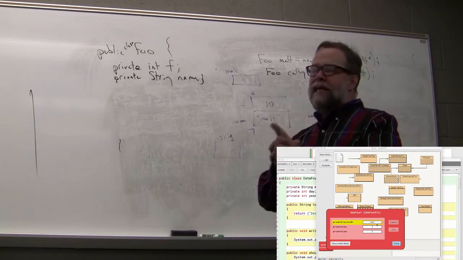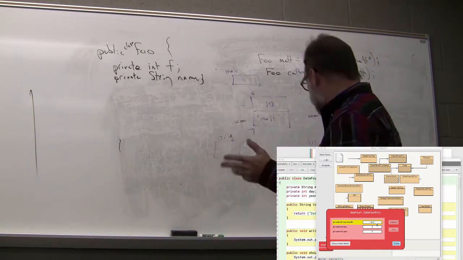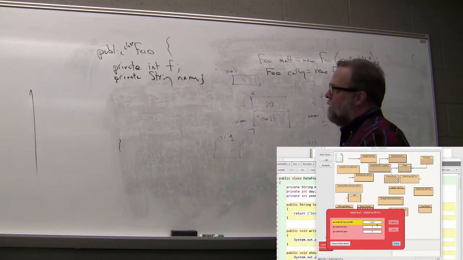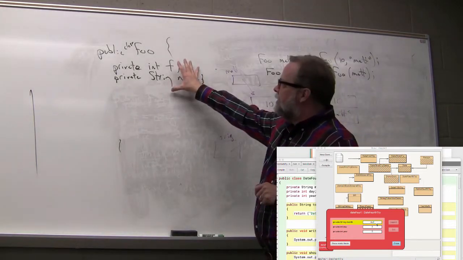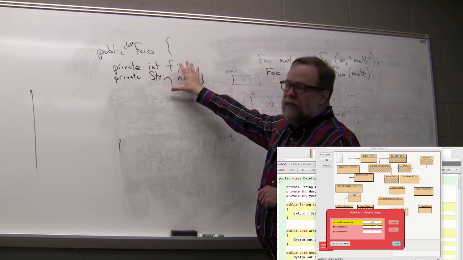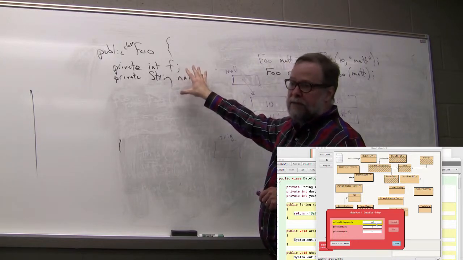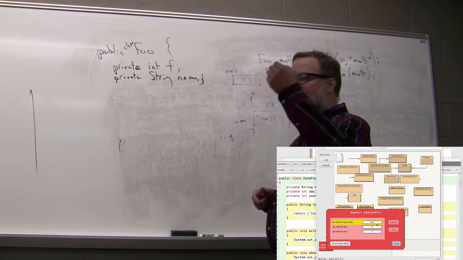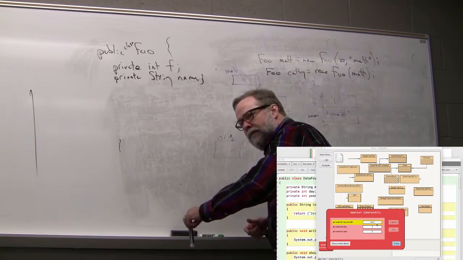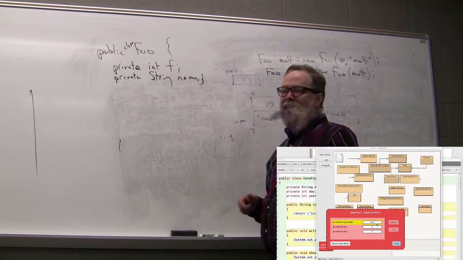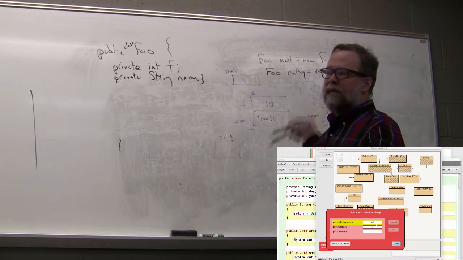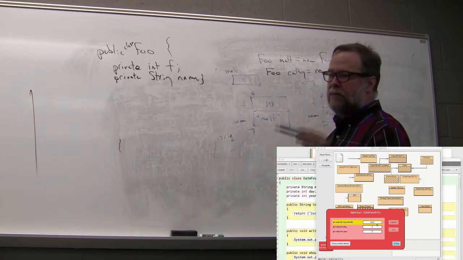Now, very important, it's not that big a deal because the compiler will always warn you. You only get this automatic initialization of instance variables. It does not happen for local variables. So when you declare a variable inside of a method, you have to give it a value before you attempt to use it. Otherwise, the compiler will complain.